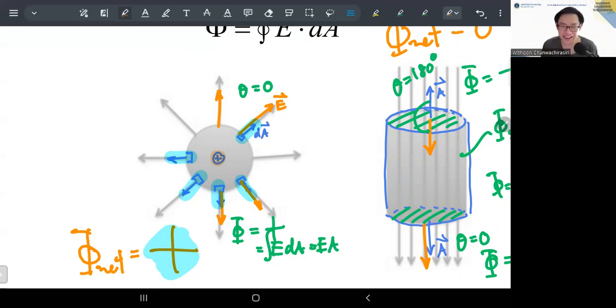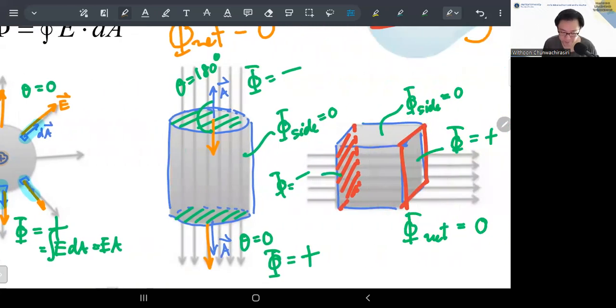Is that easy? Well, of course. The only way you're going to get those electric field lines popping out from the surface is if there is a source of that field inside that closed surface. So that's why positive flux leads to positive net charge in there. That is Gauss's law.